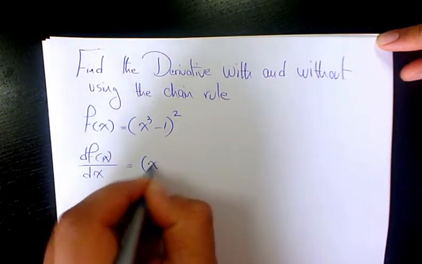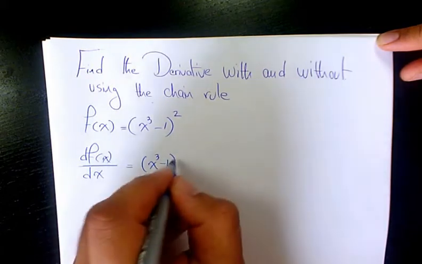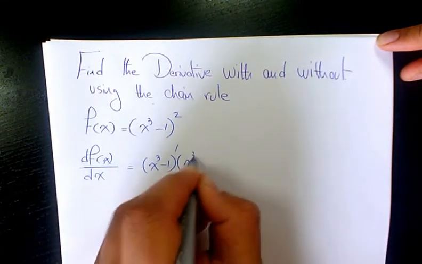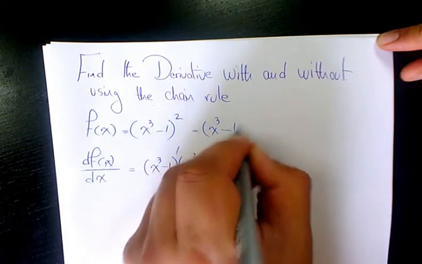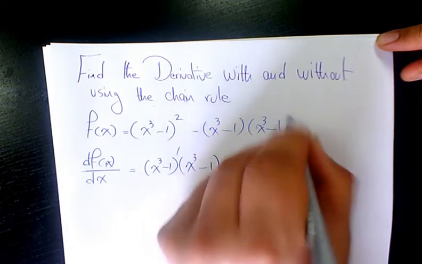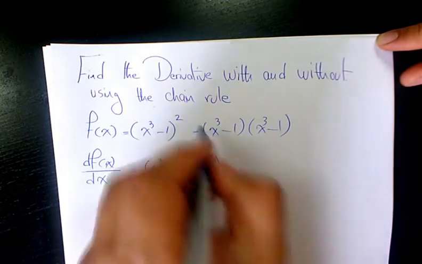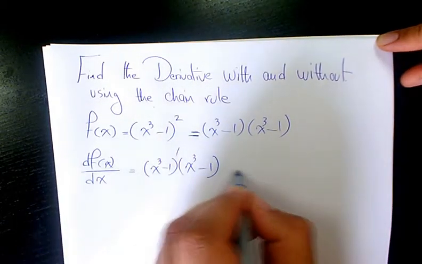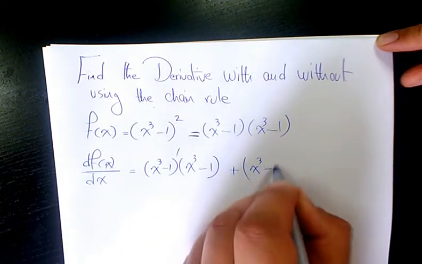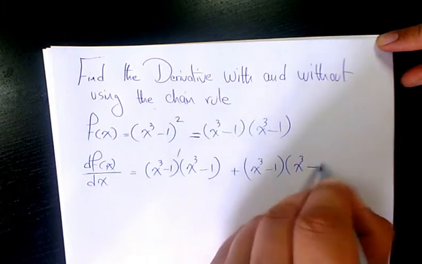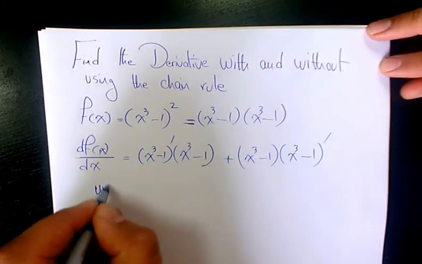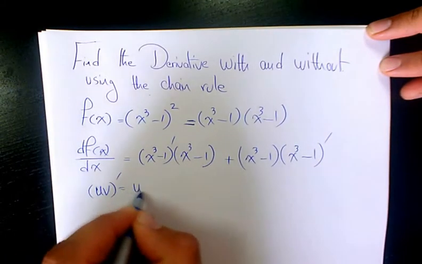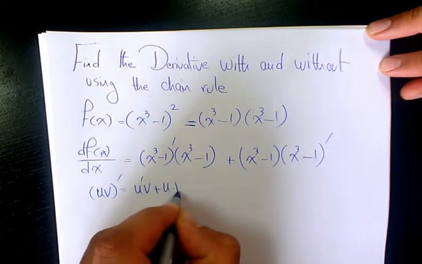So I'm going to have (x cubed minus 1) prime times (x cubed minus 1), because I can write it as (x cubed minus 1) times (x cubed minus 1). So I'm going to use the product rule, plus (x cubed minus 1) times (x cubed minus 1) prime. You remember the product rule is (uv) prime equals u prime v plus u v prime.